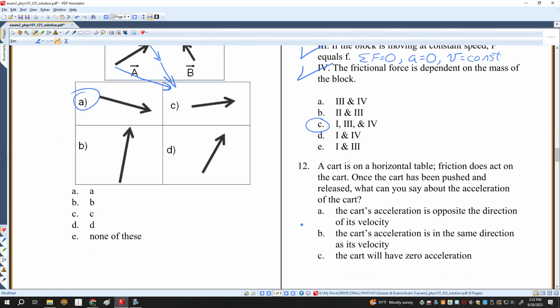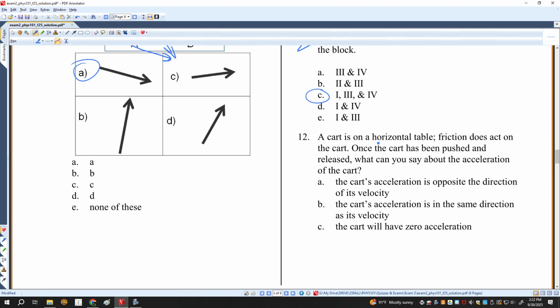C. Friction does act on this cart on a horizontal table. What can we say about the acceleration of the cart? In this case, the cart's acceleration will be opposite the direction of its velocity. So if it has a velocity in this direction, it will have a frictional force in that direction. That'll be the only force, so the acceleration will also be in that direction.